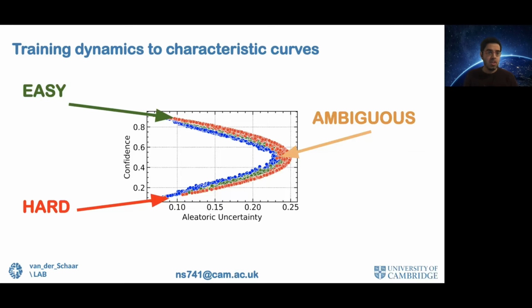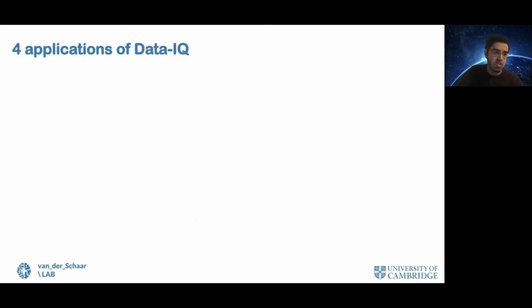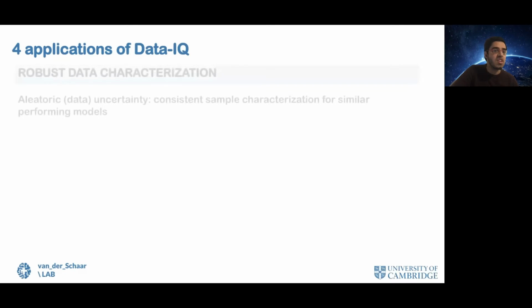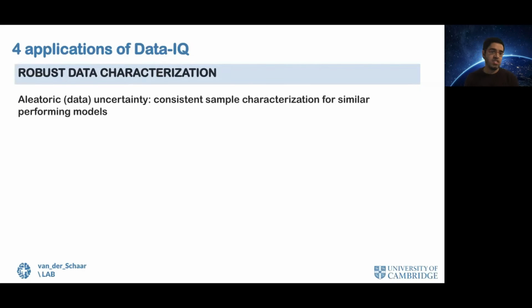These are hard examples. And you might say, now that we've characterized these three groups, what can I actually do with it that's practically beneficial? So in Data IQ, we look at 4 applications, and I refer you to the paper for a bit more in depth of these applications. So the first is robust data characterization. So what we really first show is this aleatoric or data uncertainty provides consistent sample characterization for similar performing models.